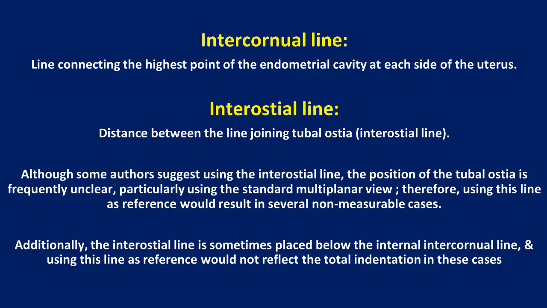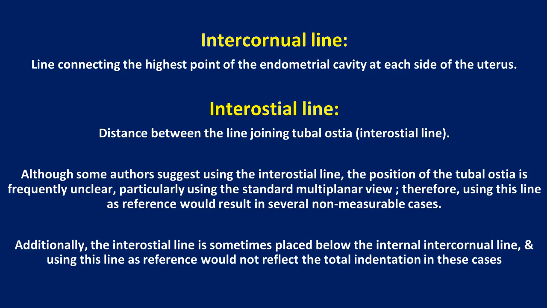Now, there is always a confusion between the intercornual line and the interosteal line. Intercornual line is a line connecting the highest point of the endometrial cavity at each side of the uterus. And interosteal line is the line joining the tubal ostia. Now, although some authors suggest using interosteal line, the position of the tubal ostia is frequently unclear, particularly using the standard multiplanar view. Therefore, using this line as a reference would result in several non-measurable cases. Additionally, the interosteal line is sometimes placed below the intercornual line, and using this line as a reference will not reflect the total indentation in these cases.